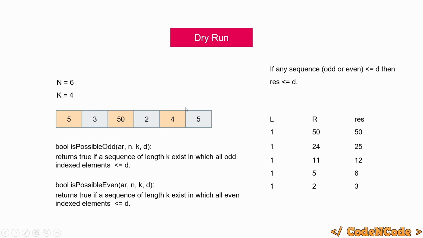So, can you find any subsequence of length 4 in which all odd or all even elements are less than or equal to 1? The answer is no, because the minimum element is 2. So, no matter which subsequence you choose, all of the elements will be at least 2. So, 1 is not possible at all. So, these two functions will return false. That means the result cannot be minimized.